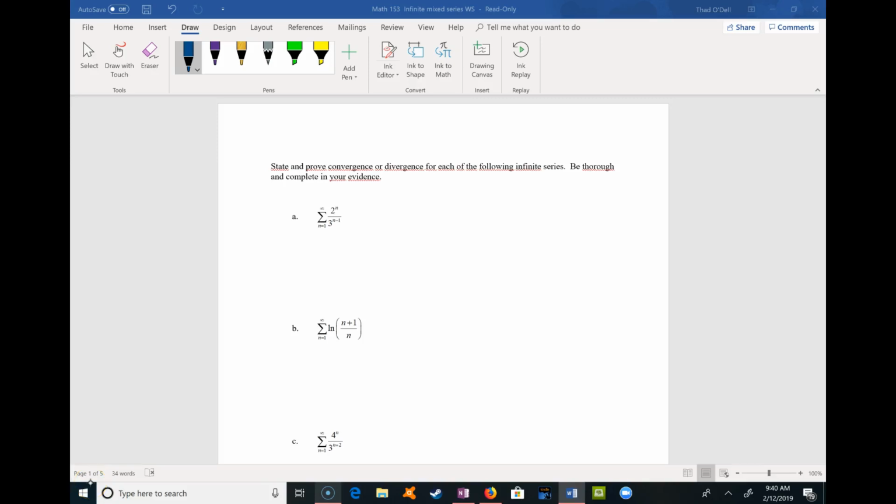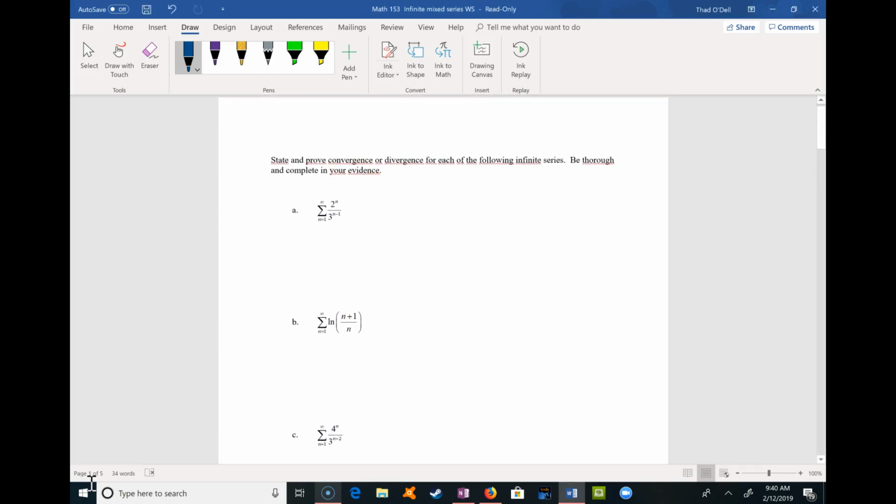All right, this worksheet can be found on Canvas, so I'm just going to work through them one at a time and talk about how I decide which test to use and so forth. So the directions say state and prove convergence or divergence for each of the following infinite series. Be thorough and complete in your evidence. So we're actually proving that it's true. We're not just saying yes, it is or isn't convergent.